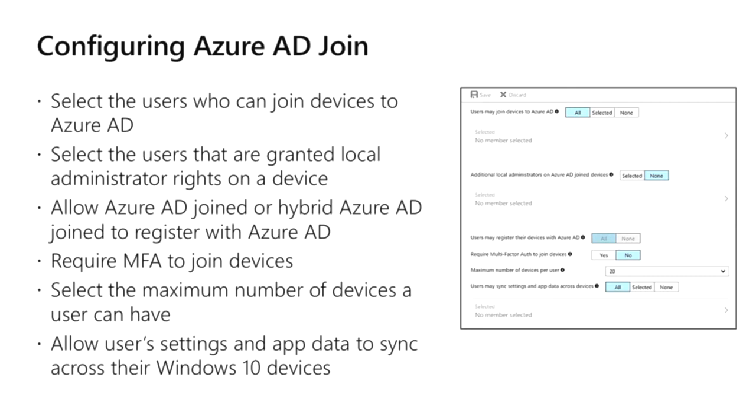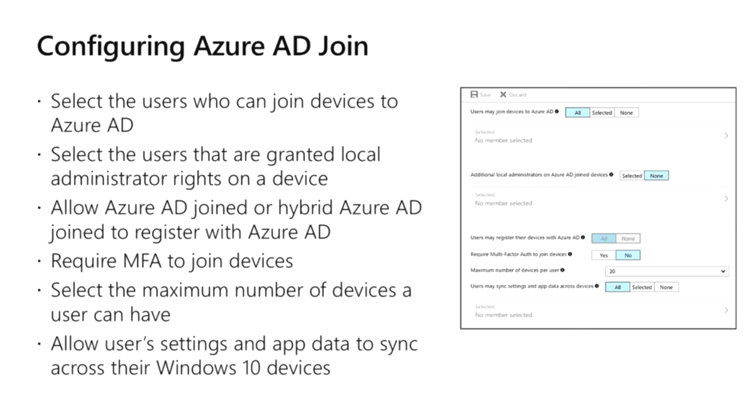Now, as you can see, the settings are "users may join devices to Azure AD", and basically this setting enables you to select the users who can join devices to the Azure Active Directory, and the default is set to all, so all users can join devices. This setting is only applicable to Azure AD Join on Windows 10, just to bear that in mind.